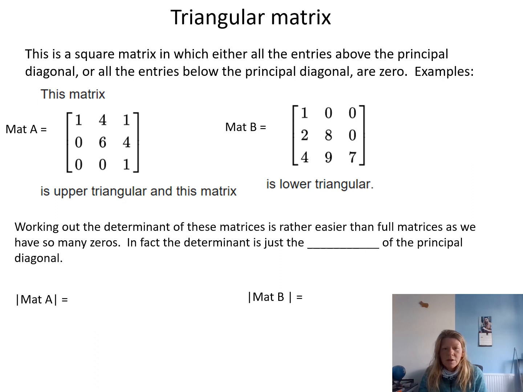Triangular matrix. This is a square matrix in which either all the entries above the principal diagonal or all the entries below the principal diagonal are zero. So here's a principal diagonal, 1, 6, 1, underneath it, zeros. Principal diagonal, 1, 8, 7, above it, 0. So those are triangular matrices. One's an upper, one's a lower. Working out the determinant of these matrices is rather easier than the full matrices. We have so many zeros. In fact, I'm not sure if I showed you this video, it's a while since I watched it in full. In fact, the determinant is just of the principal diagonal.